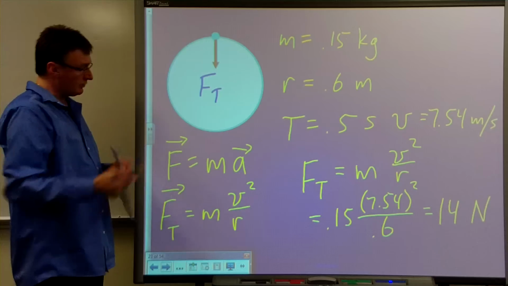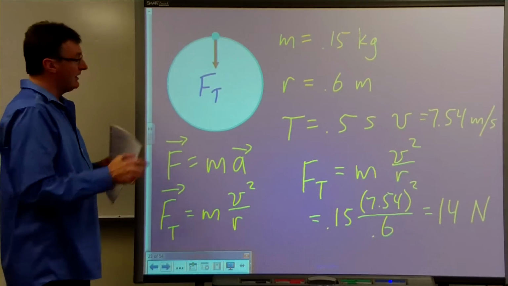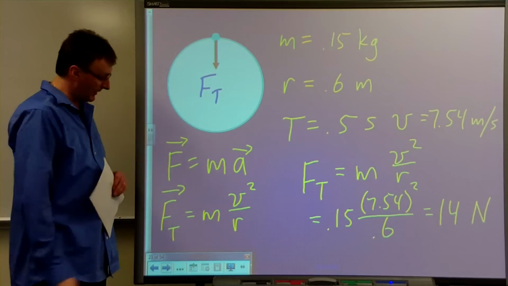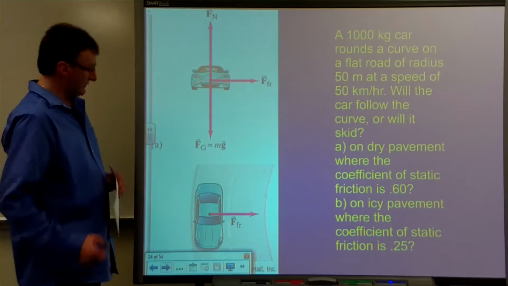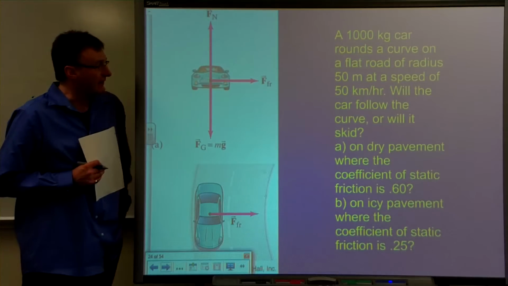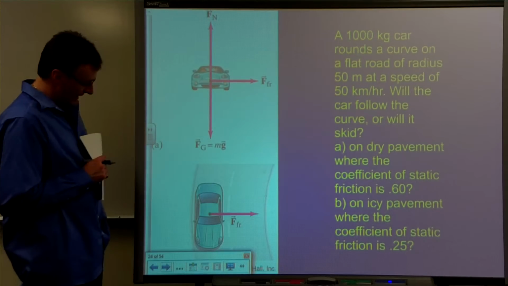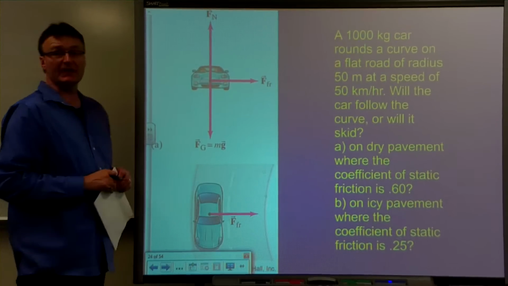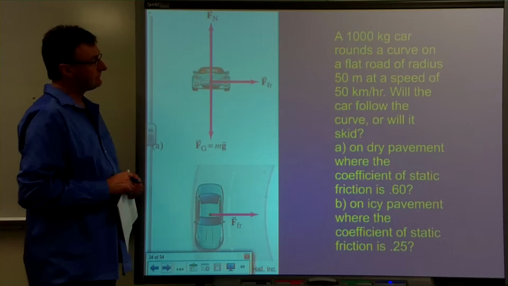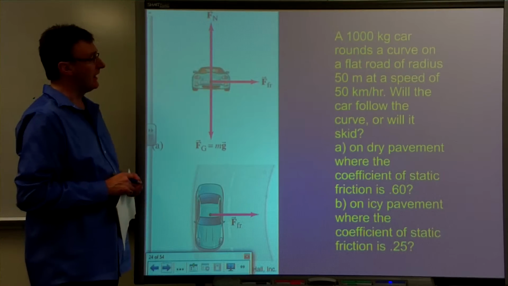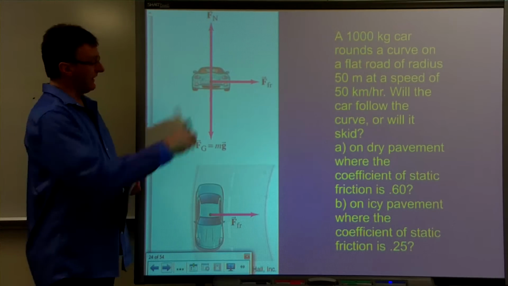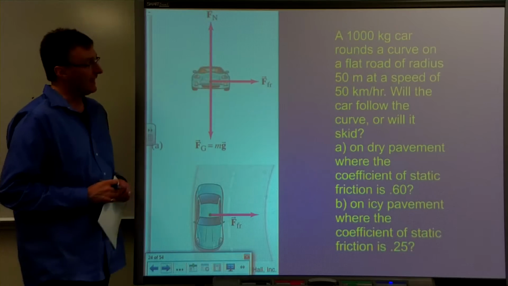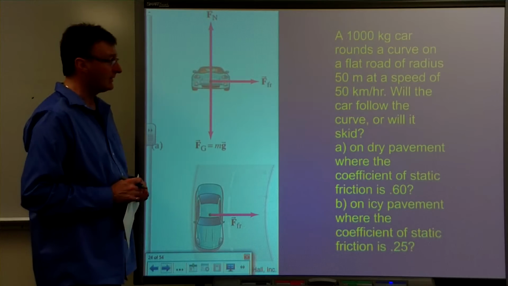So there's one simple kind of problem with this concept. We'll go through one other one now. Here's another one. We have a car that's moving in a circle, and we're given this information right here. It's a 1,000 kilogram car. It rounds a curve on a flat road. The radius of the circle that it's making is 50 meters. Its speed is 50 kilometers per hour.